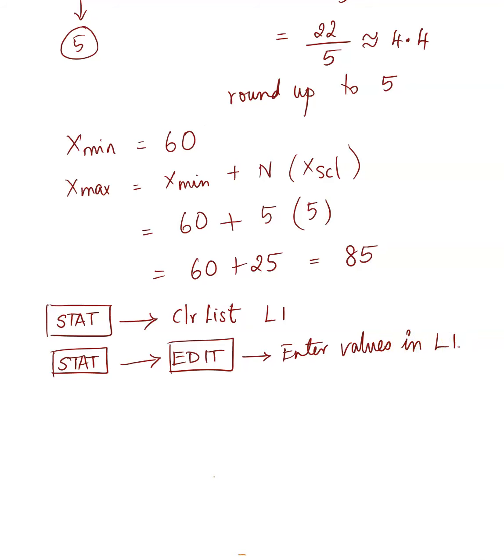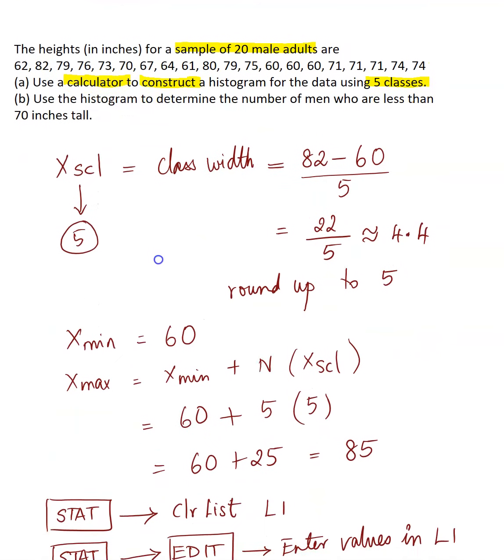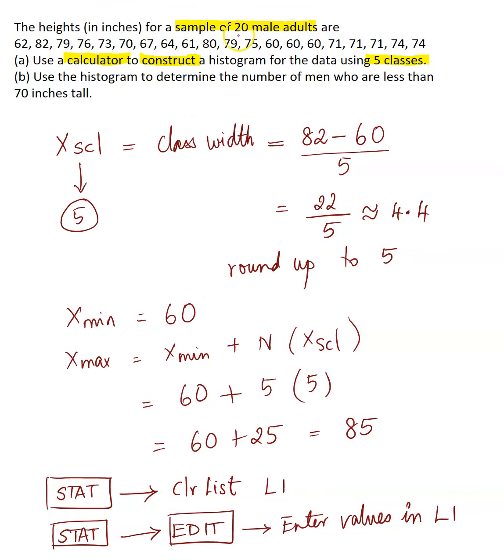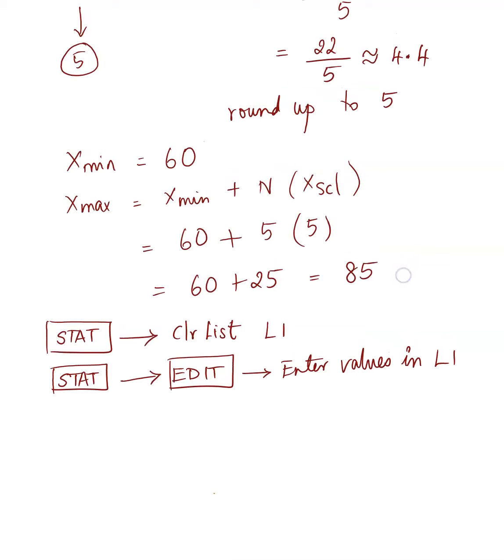Once we do that, again, make sure that you have all the values entered correctly. You should have how many? For that we have to go back to the question, and we see there was a sample of 20 male adults, so you should have 20 entries, and you have 20 of them here. So make sure that you got them all.